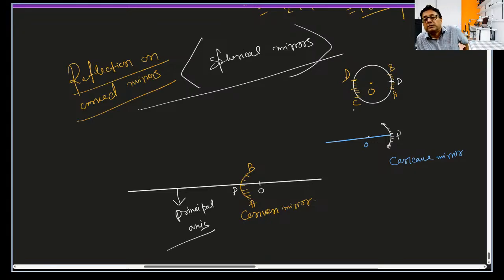Now a question for you. If you send a ray on the convex surface or on the concave surface, what path does it follow? Which rule will be valid for that? That is very important to understand. You understand what I said? If you send a ray, how does it move?